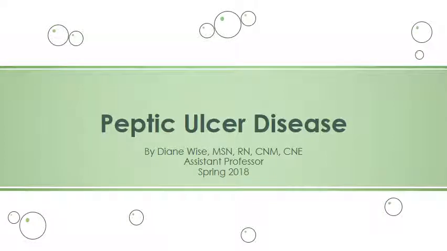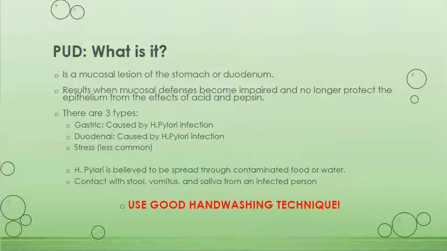Let's talk about peptic ulcer disease. We're going to start off with, what is it? Peptic ulcer disease is a mucosal lesion of the stomach or duodenum, and it results when mucosal defenses become impaired and no longer protect the epithelium from the effects of acid and pepsin.